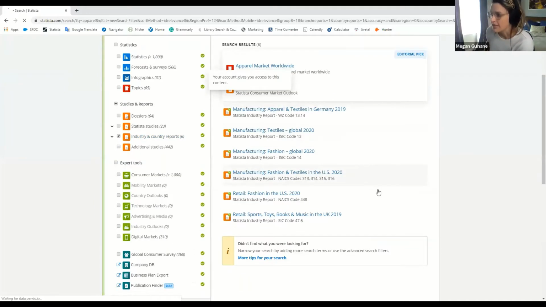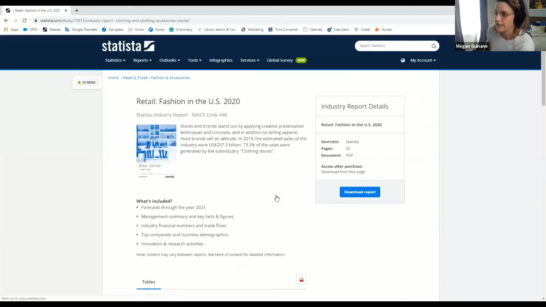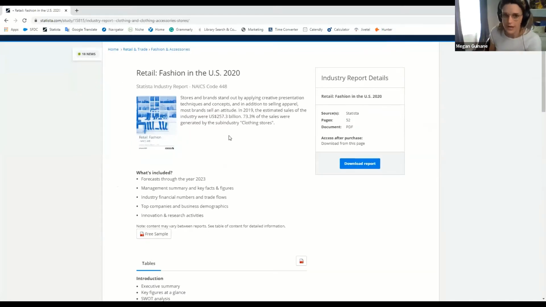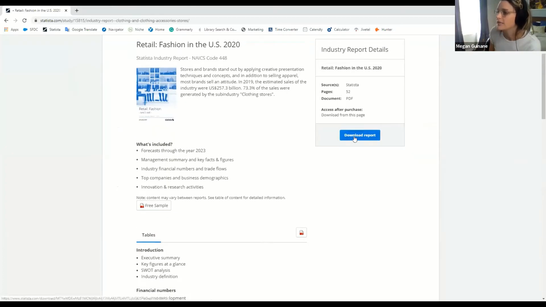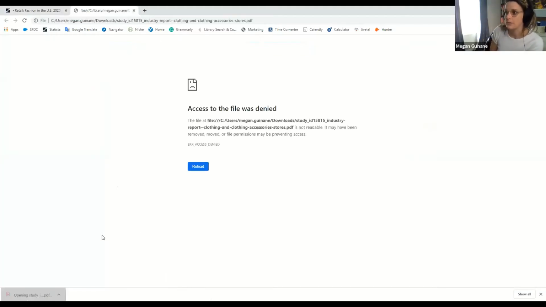So as I scroll down, there's retail fashion in the US 2020. And you can see that it's categorized by the NAICS code. So if you do have a NAICS code, you can also search by that particular NAICS code if you want to get super specific. So we have them categorized, but I just wanted to let you know. And you can download this report as a PDF. So let's open it up.